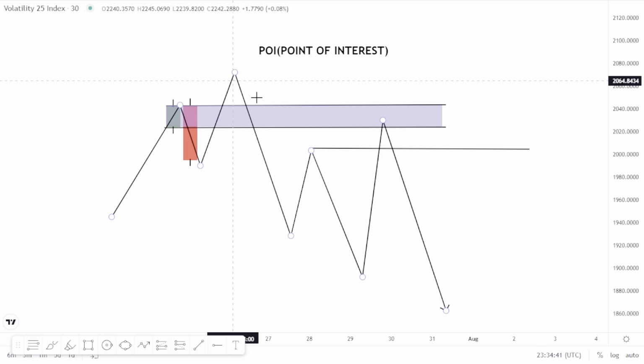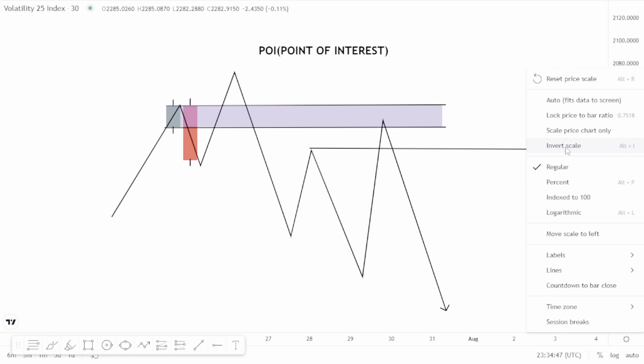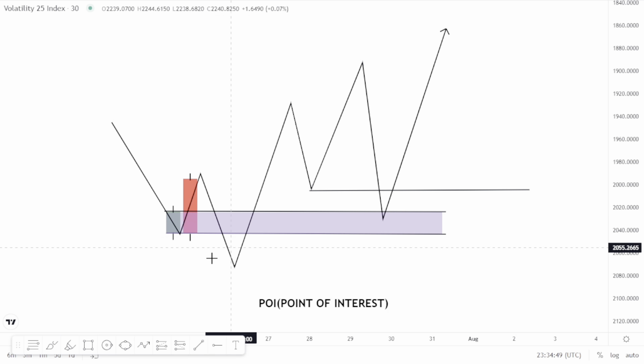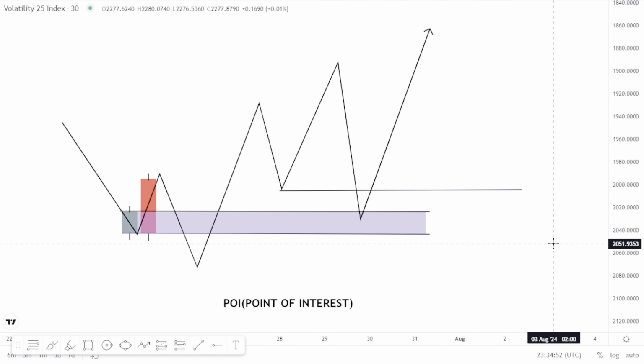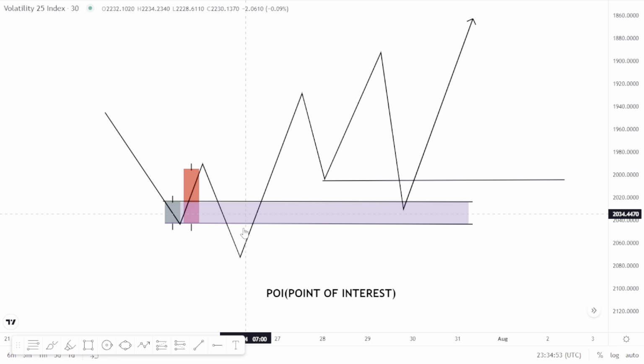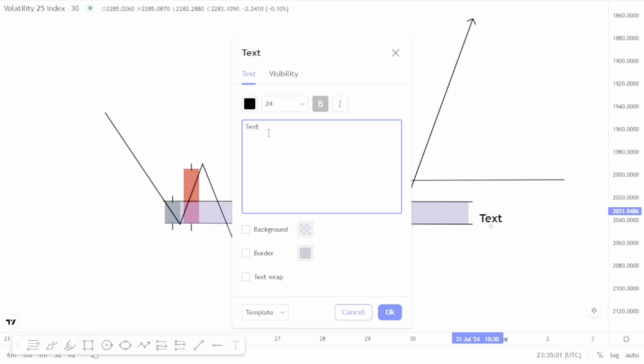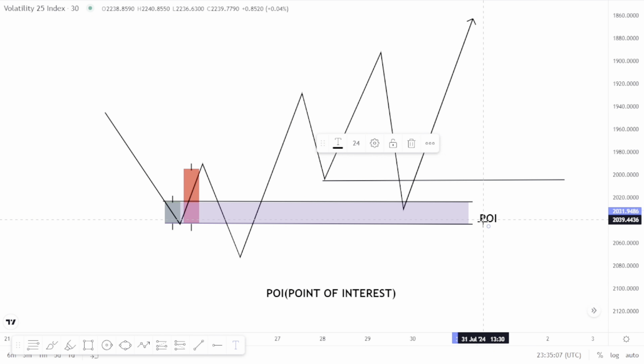If it's an uptrend, it's an area where you want to take your sells. If it's a downtrend, it's an area where you're looking to buy from. In this particular case, let me just write it down. This is our POI. This level marked out is our POI.